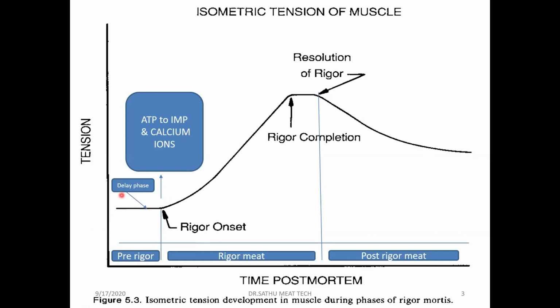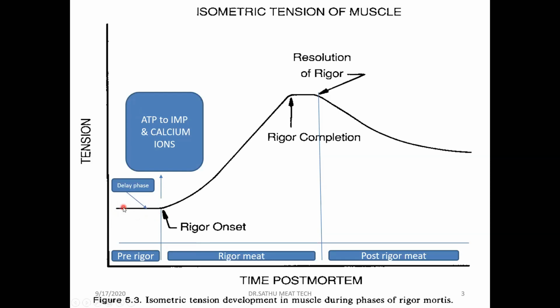So when the ATP store is more, the delay phase will be more, or the delay phase will be longer. That is what happens in the acid rigor. When the glycogen resource is more in the muscle, more ATP will be generated. So this prevents the permanent cross linkage between the actin and myosin.